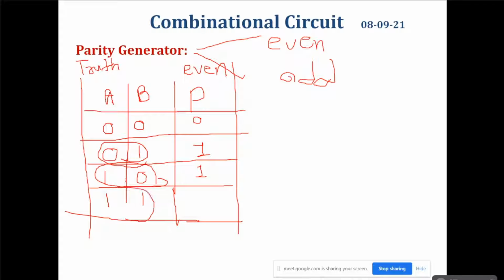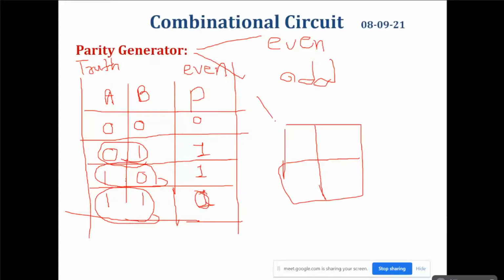So for the last combination, it is 1 1 and it is even, so we don't need any 1 to be added, so this will be 0. So it's very simple. Just what we have to do, we need to solve the K map, and on the basis of the K map, it came out as XOR. Okay, so for these, it is 0. So A XOR B, and for the odd parity, it came out as A XOR B.